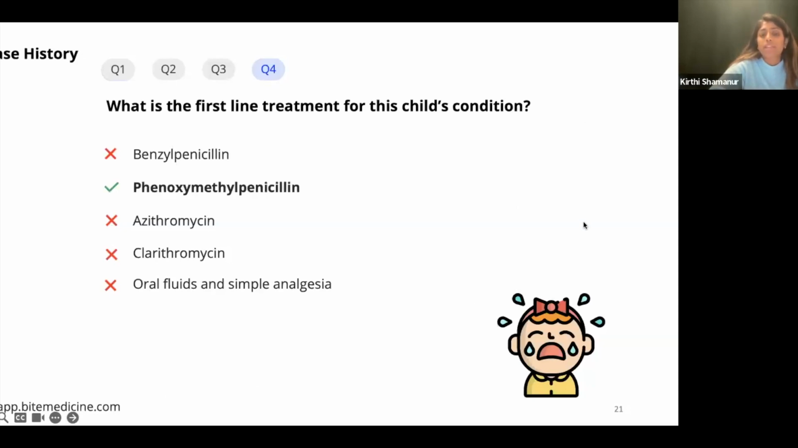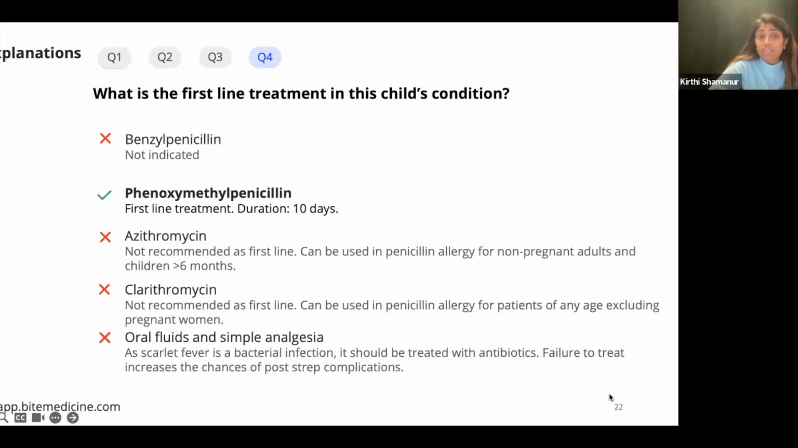Right, so it's phenoxymethyl penicillin, or penicillin V, if you might have heard it that way. On to what the other ones are for. Benzylpenicillin is not indicated in this; you see it quite a lot in infective endocarditis in particular. It's the first line for quite a few of those scenarios, but penicillin V, or phenoxymethyl penicillin, is your first line treatment for scarlet fever, and the duration is a 10-day course. Azithromycin and clarithromycin we can give in penicillin allergy, so they're your second line drugs. Azithromycin you'd give for non-pregnant adults and children over 6 months. Clarithromycin you can give at any age from newborns upwards, including pregnant women. And then oral fluids and simple analgesia.